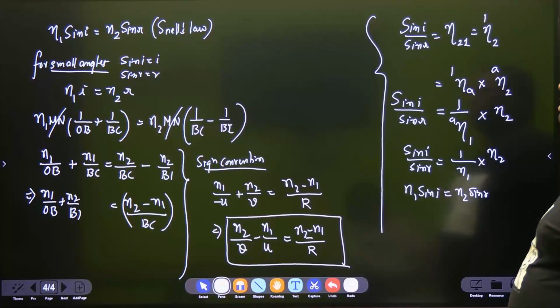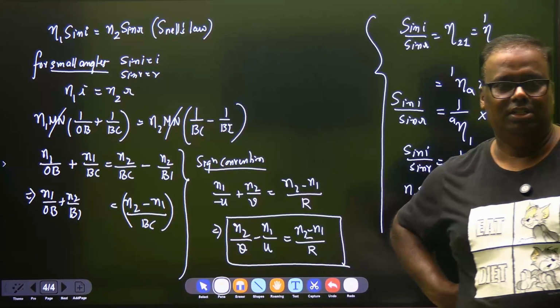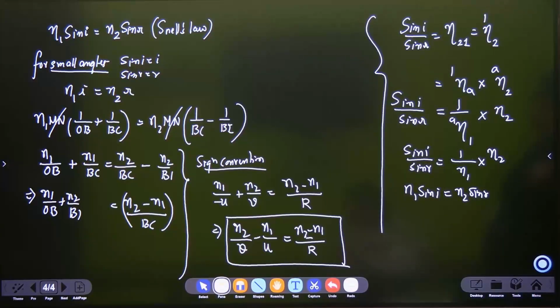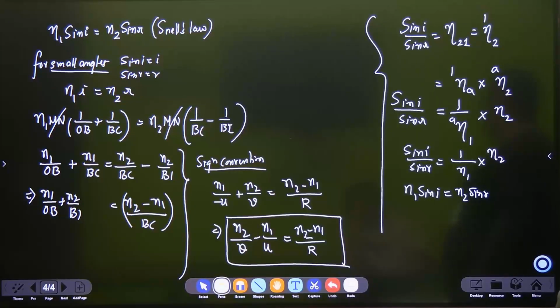Now we will see the lens formula. You have a lens formula which is known as the lens maker's formula, and then you have one which is known as the thin lens formula. Thin lens formula is what you have learned in grade 10. 1 by F is equal to 1 by V minus 1 by U.